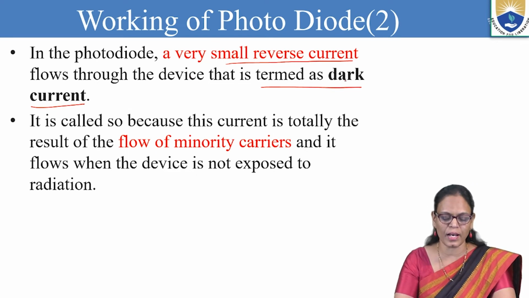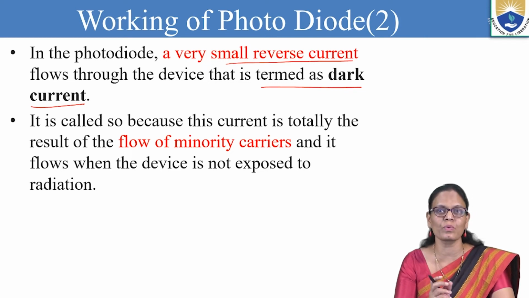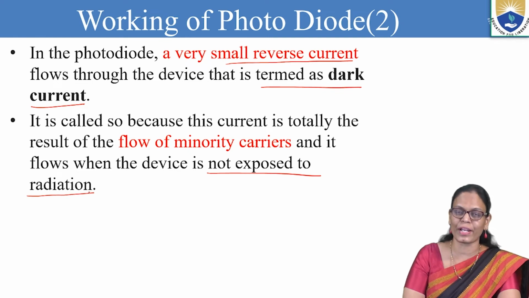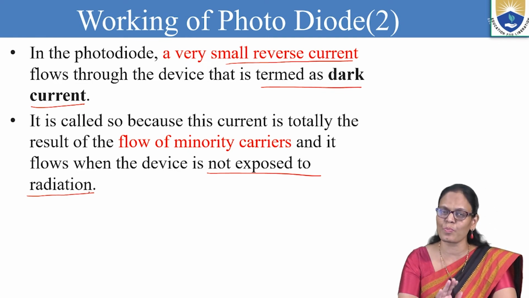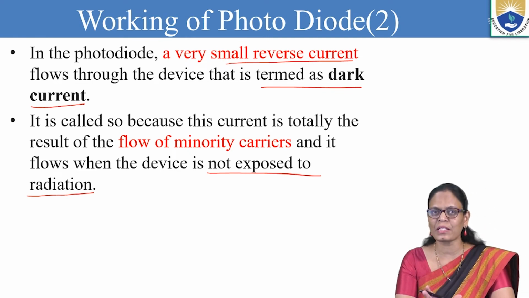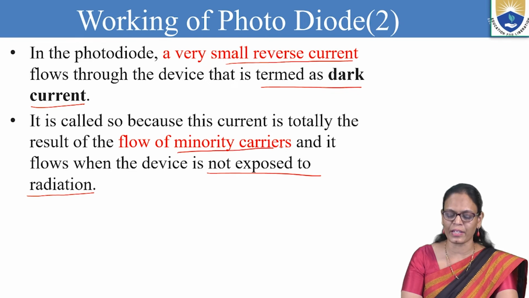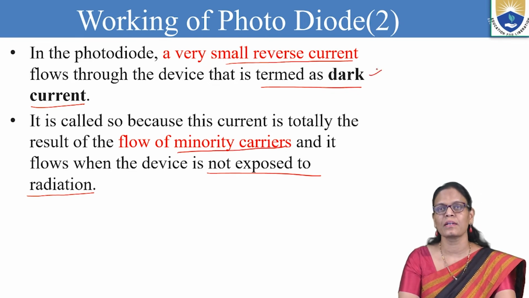What is this dark current? Dark current is the current due to the minority carriers when the junction is not exposed to light. It means there is no light, not exposed to radiation. Without exposing the PN junction diode to light, there is a very small current flowing due to the minority carriers, and that is what we call dark current. We will try to understand it when we see the characteristics also.